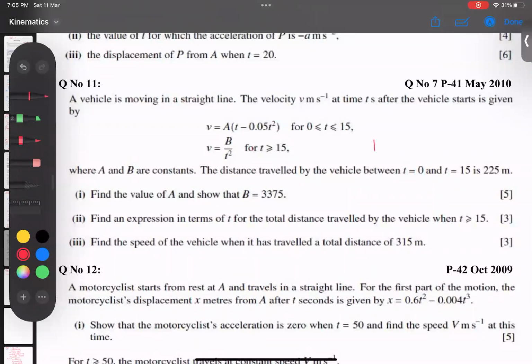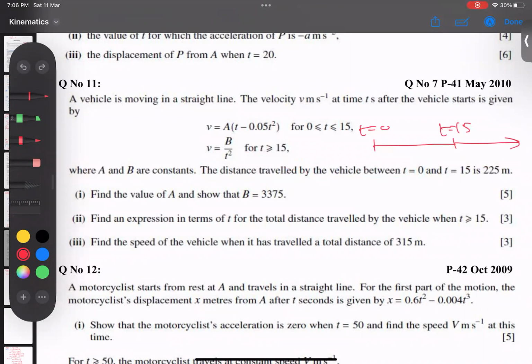We can say 0 to 15, till 15. I'm writing it now here. Time 0 to 15 is this. After 15, you will use this equation. Make sure this equation is utilized for the first part, and this equation we can use for the part after that. And that's very clear.